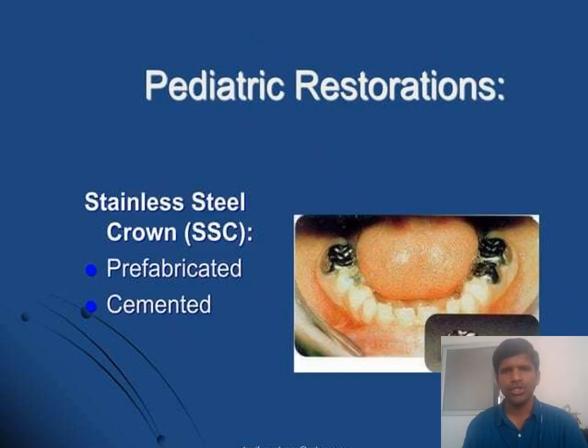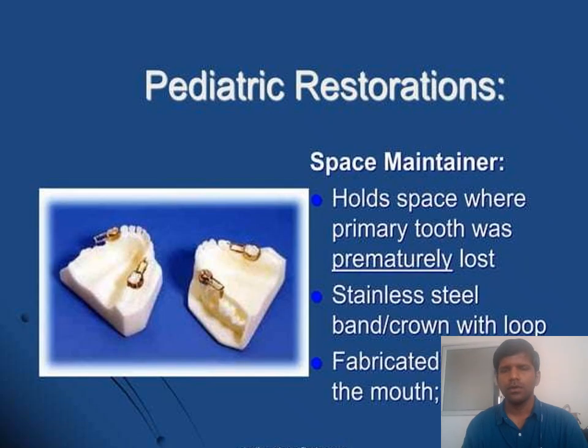Coming to pediatric restorations, stainless steel crowns are usually used for pediatric patients. These are prefabricated and cemented onto the tooth. And in pediatric patients, we also use a space maintainer, which after premature loss of the deciduous tooth holds the space where the primary tooth was prematurely lost, and a stainless steel band and crown with loop can be used. It is fabricated indirectly and placed into the mouth.